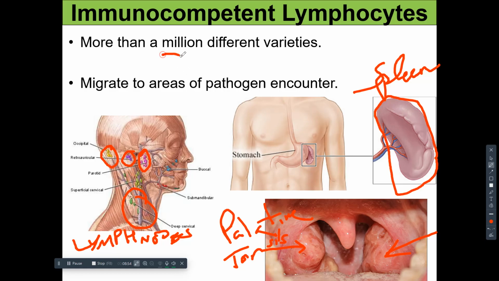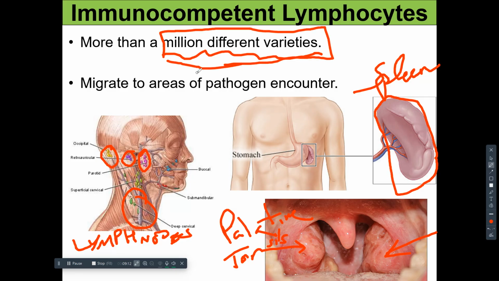And if we have 1 million different varieties of lymphocytes, that means they've got 1 million different kinds of receptors, with each lymphocyte variety having its own specific T cell or B cell receptor, letting us respond to 1 million different foreign antigens. Kind of crazy when you think about it.